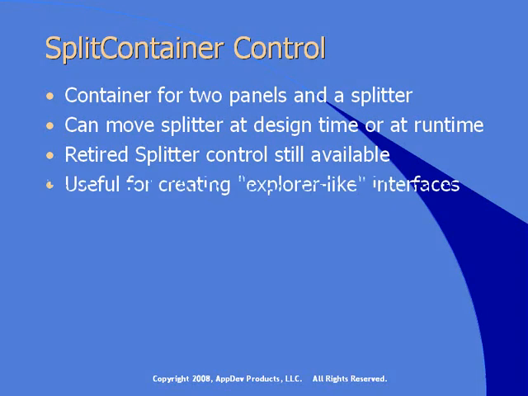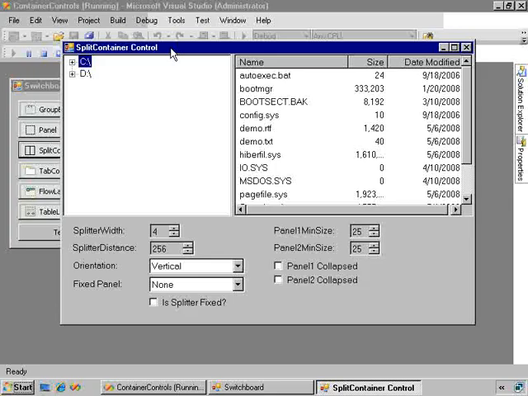The split container control is useful for creating Explorer-like interfaces where you need two panels that can each be resized. Let's look at a demonstration that points out this behavior. This sample form contains a split container control. On the left-hand side, we're seeing a list of drives on the computer. On the right-hand side, we're seeing a list of files on that selected drive in a list view control.